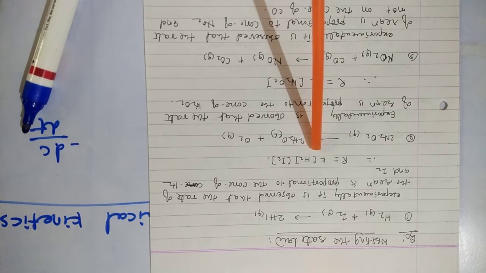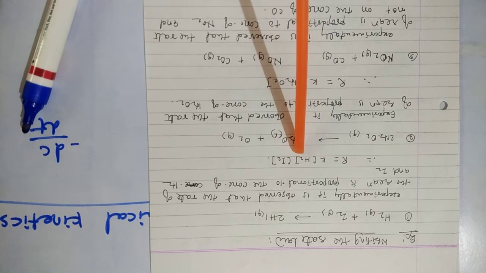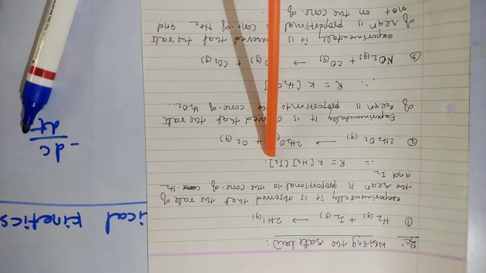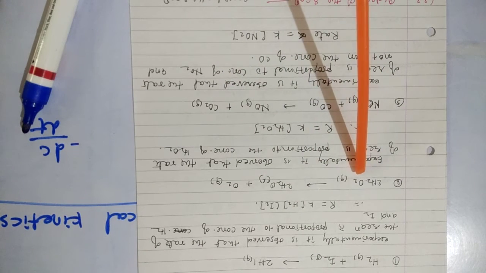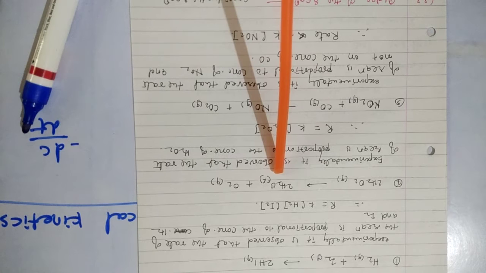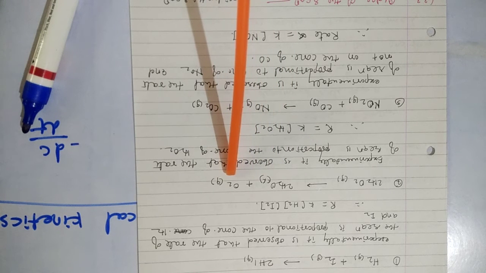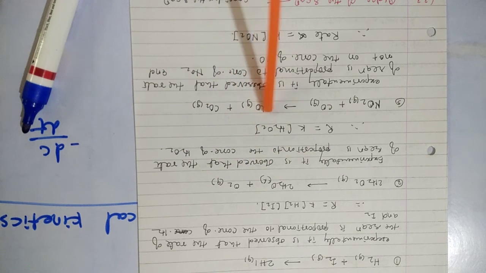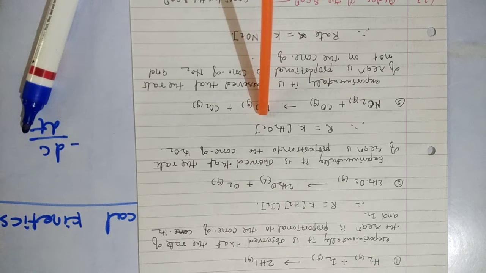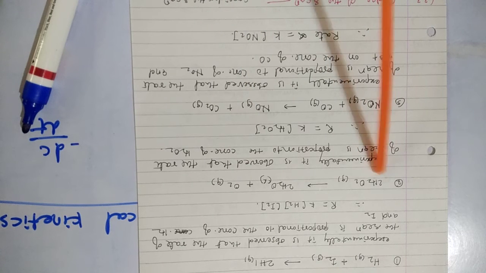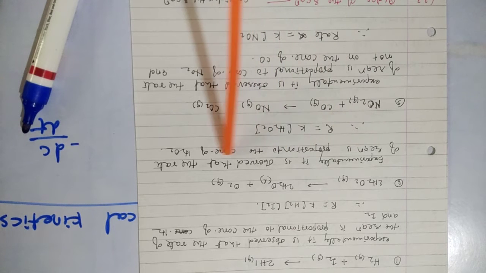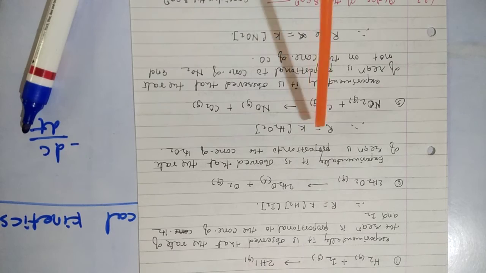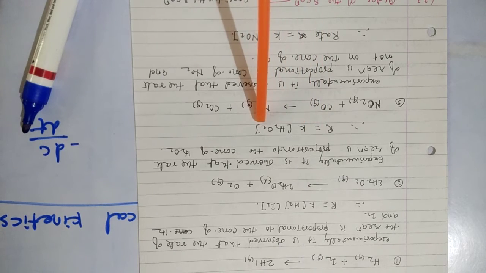That's why rate is equal to K into the concentration of H2 into the concentration of I2. Now the next example: 2 molecules of H2O2, hydrogen peroxide, give 2H2O plus O2. The equation is this, right? Here the coefficient is 2, but the power is 1. Experimentally it is observed that the rate of the reaction is proportional to the concentration of H2O2. So rate is equal to K into H2O2.